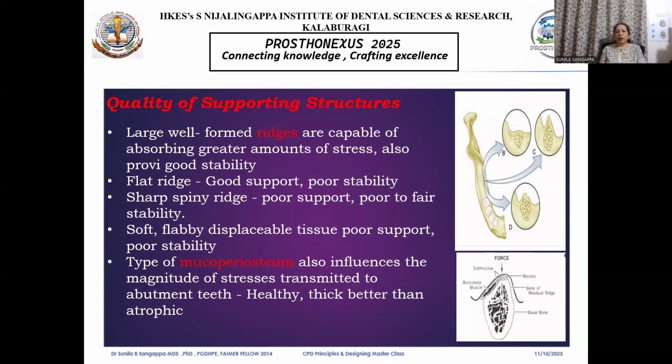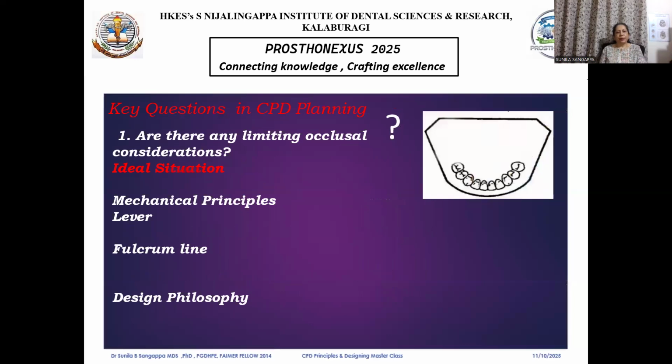Is it important to look into the type of mucoperiosteum? Yes. Why? Because it influences the magnitude of stresses transmitted to the abutment teeth. It is said that healthy, thick mucoperiosteum is better than atrophic.